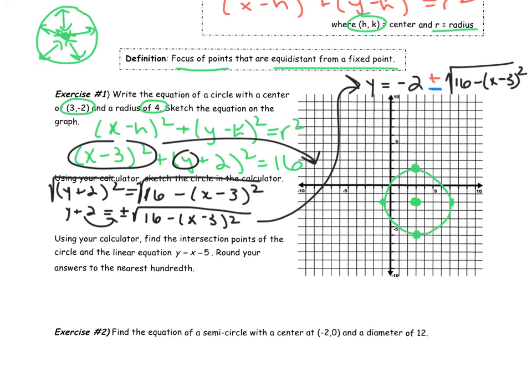Now my next question is, using the calc, after you've typed in both equations, separated with one plus and the other minus, do that if you haven't already. Type those into y equals, and we're going to find the intersection points with the linear equation y = x - 5. If I were to sketch that roughly, here's my y-intercept at -5, and my slope, we're going up 1 over 1.